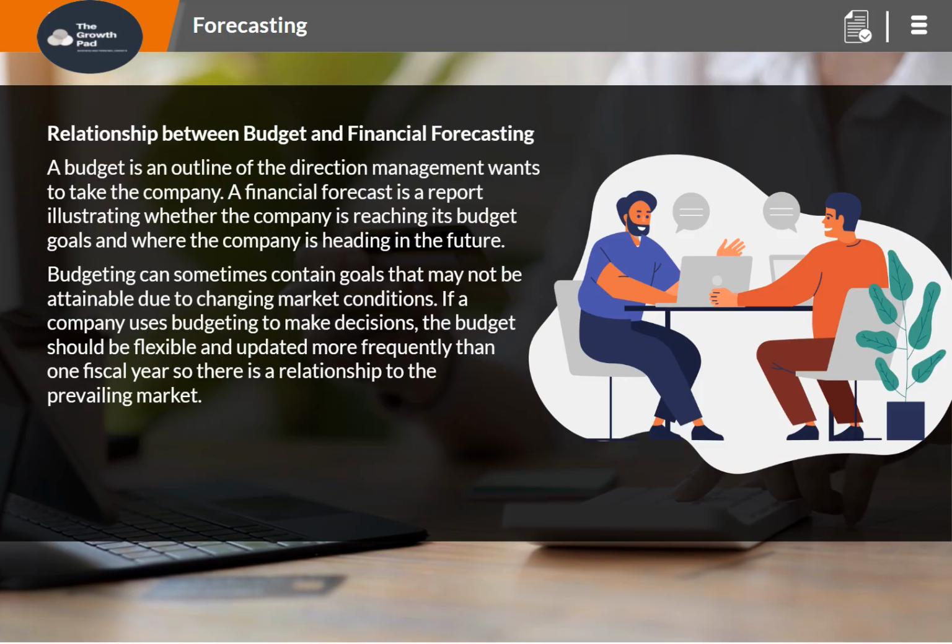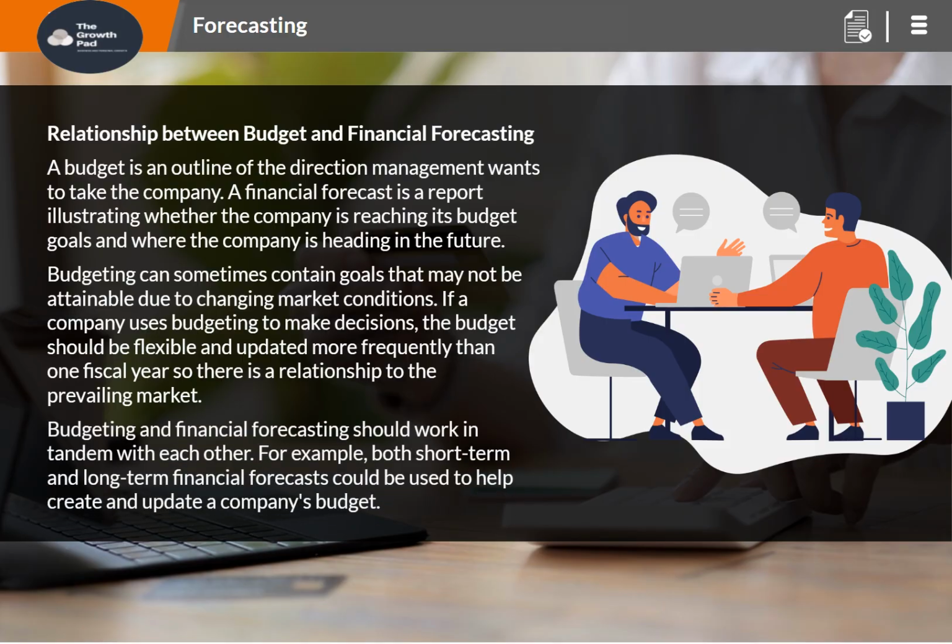If a company uses budgeting to make decisions, the budget should be flexible and updated more frequently than one fiscal year so there is a relationship to the prevailing market. Budgeting and financial forecasting should work in tandem with each other. For example, both short-term and long-term financial forecasts could be used to help create and update a company's budget.